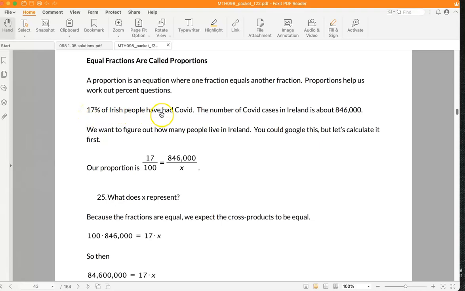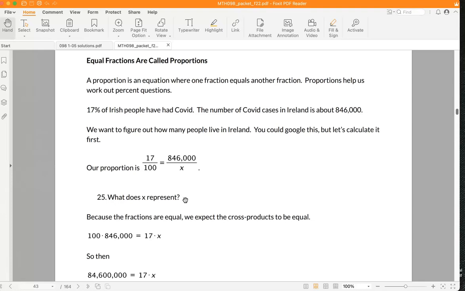17% of Irish people have had COVID. The number of COVID cases in Ireland is about 846,000. We just don't know how many people live in Ireland, so we put an X down here. We don't know the whole. We know the part and we do not know the whole. So you could certainly Google the number of people in Ireland, and I don't remember what year this particular statistic was from, but X represents the population of Ireland.